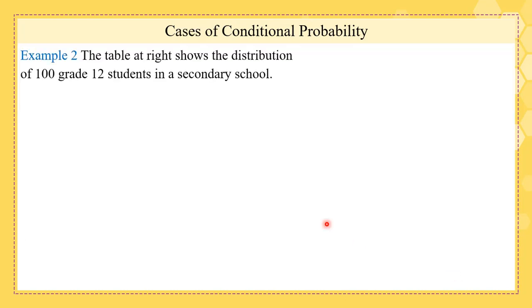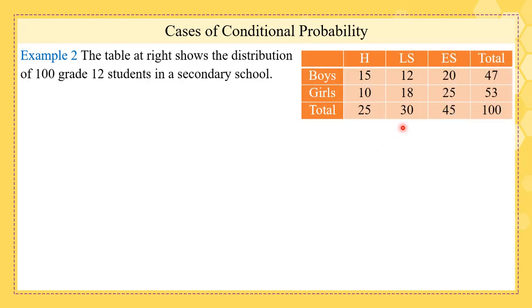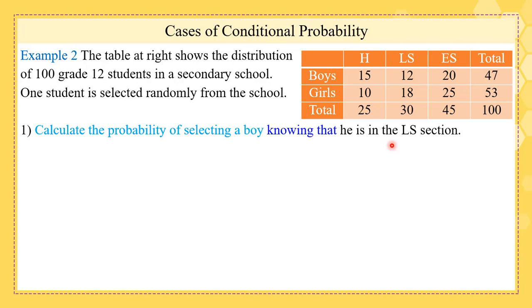Now let's see this example. We are still talking about the same table. Now, we can talk about the conditional probability verbally using some terminologies, such that, for example, knowing that. We're going to see them all. Now, if we want to translate this statement into probability language, let's see how. Calculate the probability of selecting a boy knowing that he is in the LS section.